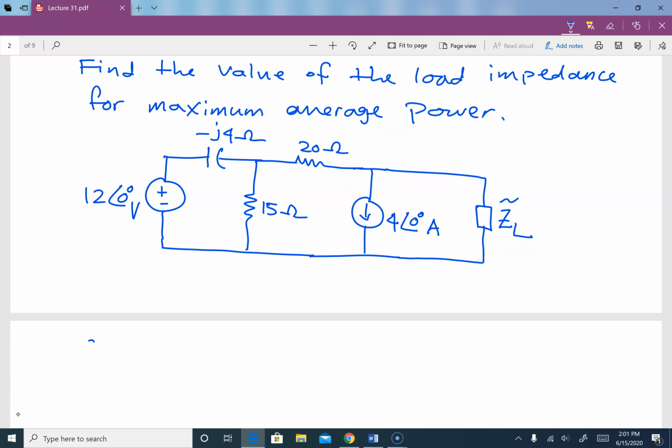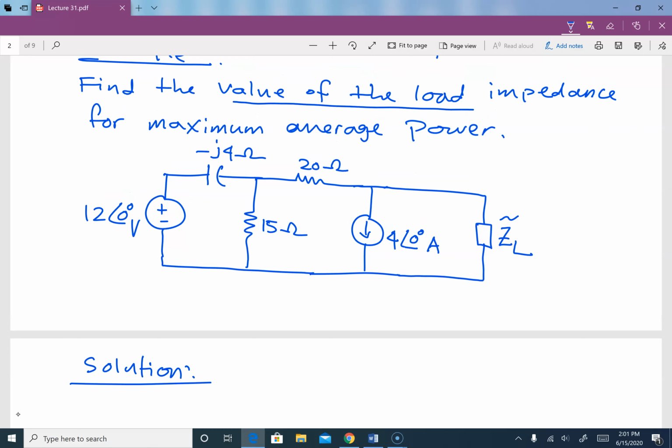So we have to pay attention to what the question is asking us. It says to find the value of the load impedance for maximum average power. So the question is asking only about the value of ZL. We do not need to find the value of the maximum power. To do that, we have to calculate Z Thevenin, because ZL is equal to Z Thevenin conjugate. So the first step is to find Z Thevenin.